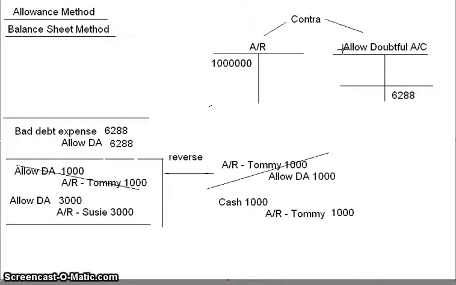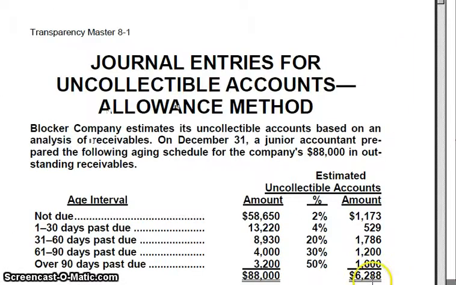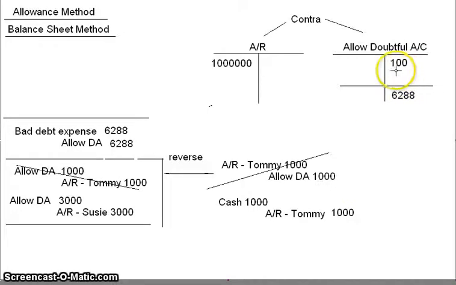it rolls forward from year to year. So there could be a balance in there from last year that didn't get used. Let's just say, for argument's sake, that last year you had an extra $100 of allowance that didn't get used. Now if that's the case, you had $100 in there, but based on this right here you want $6,288 to be the balance in your allowance for doubtful accounts account. Then you need to figure out what the journal entry will be to make that happen. Well, the journal entry here would be $6,188 to make that happen.